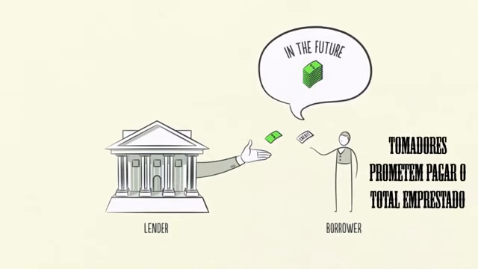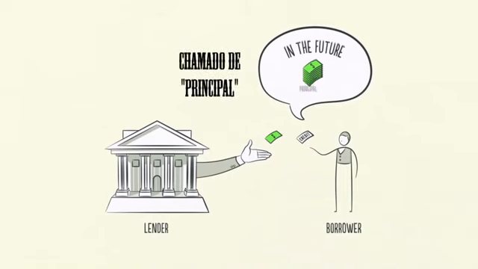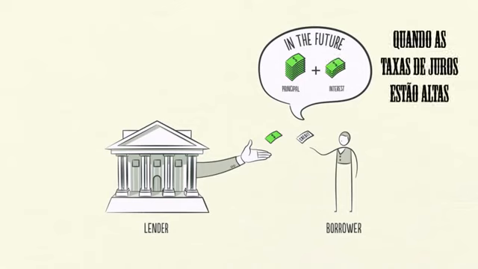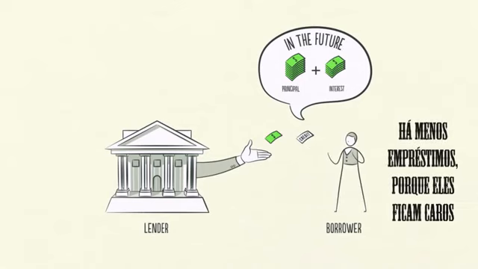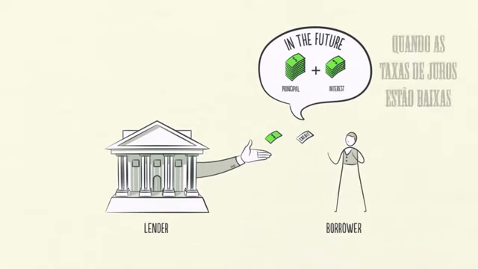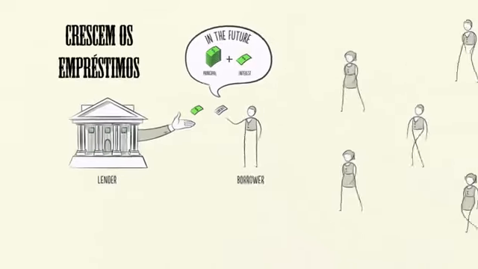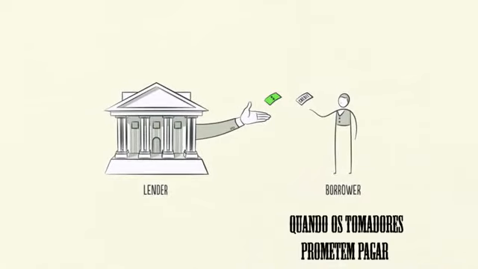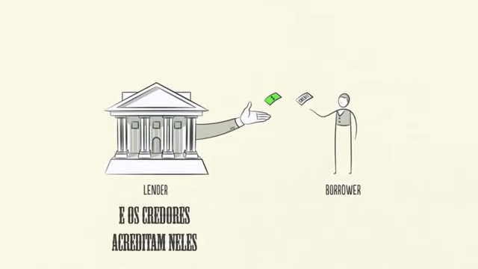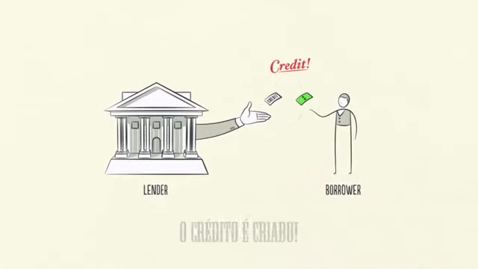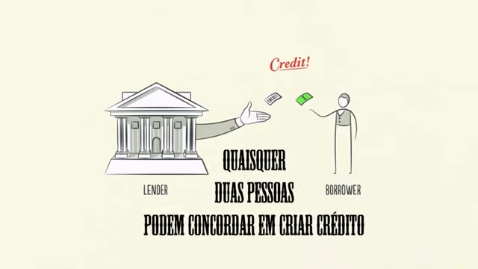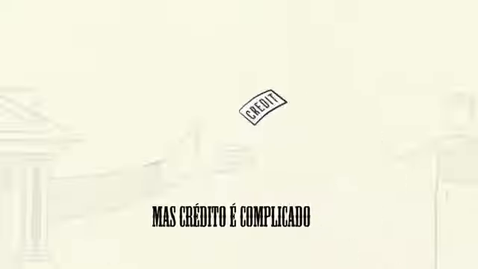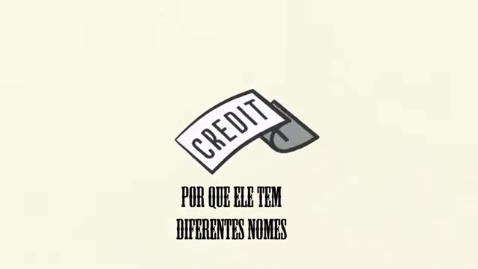Borrowers promise to repay the amount they borrow, called principal, plus an additional amount called interest. When interest rates are high, there is less borrowing because it's expensive. When interest rates are low, borrowing increases because it's cheaper. When borrowers promise to repay and lenders believe them, credit is created. Any two people can agree to create credit out of thin air. That seems simple enough, but credit is tricky because it has different names.